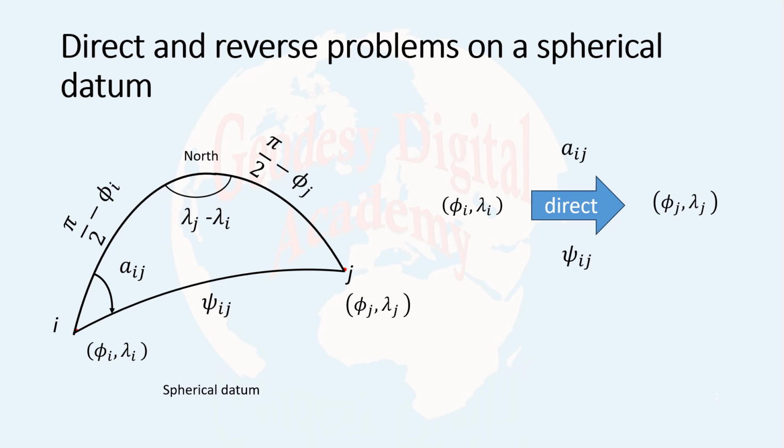But in the indirect problem, we have coordinates of both points and we want to compute the azimuth and the spherical geocentric angle.